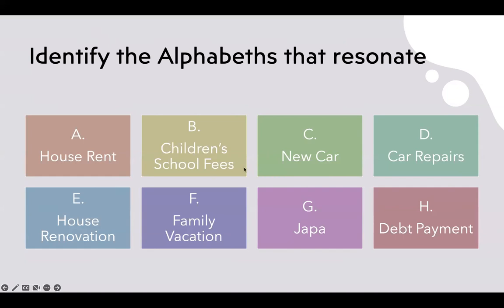Somebody says BCG. BCG says children's school fees, new car, and JAPA. It's on my mind. Another person says AGH. This is house rent, JAPA and debt repayment. So please, let's share. Someone says new car and new laptop. So that's a C, and maybe some household things you want to buy. Someone says CFG. That's new car, family vacation, and JAPA. Somebody says G. The only thing that can relate to here is I want to go. Somebody says CEF. New car, house renovation, and family vacation.